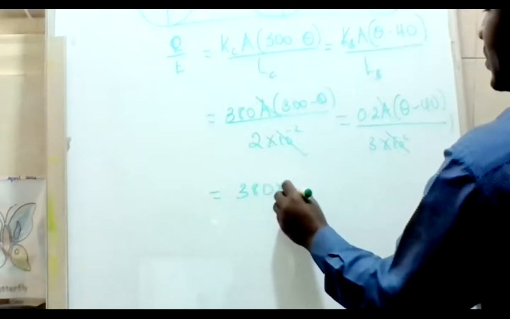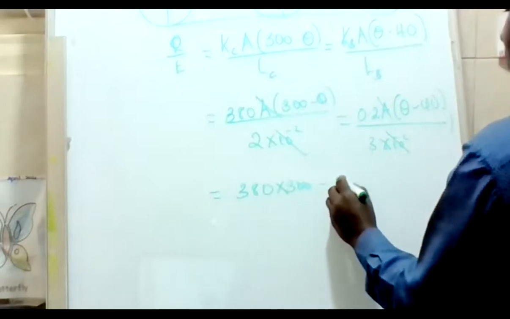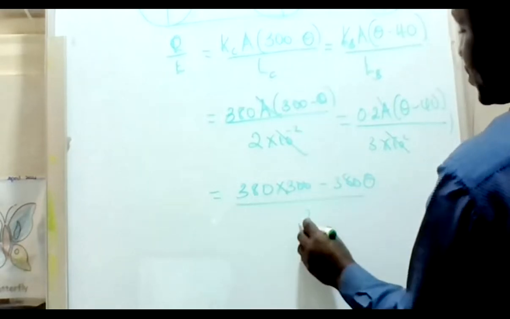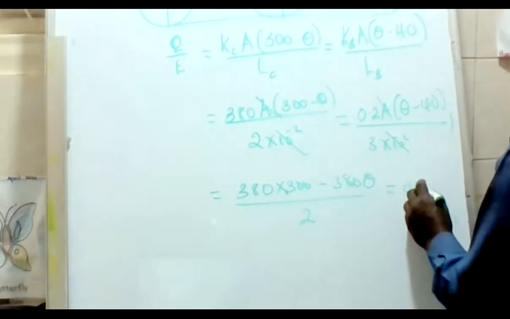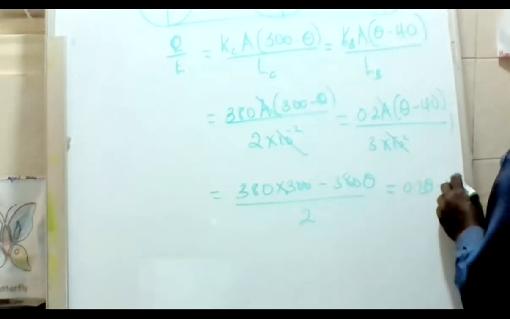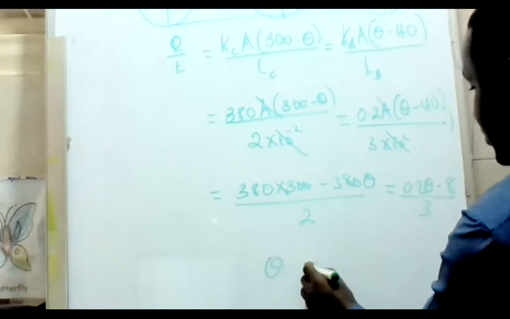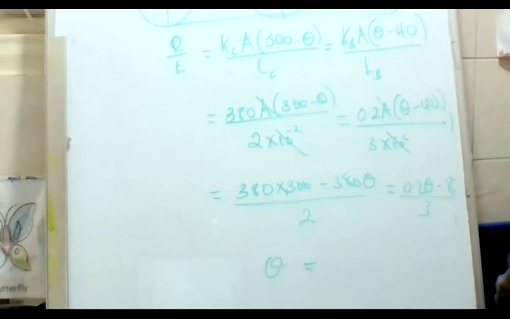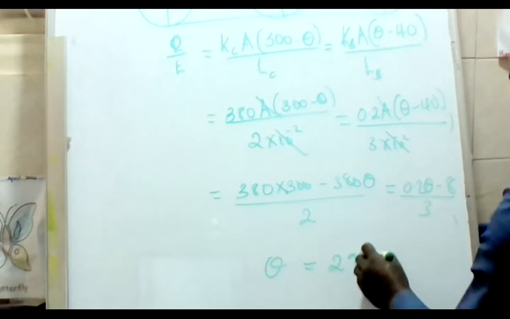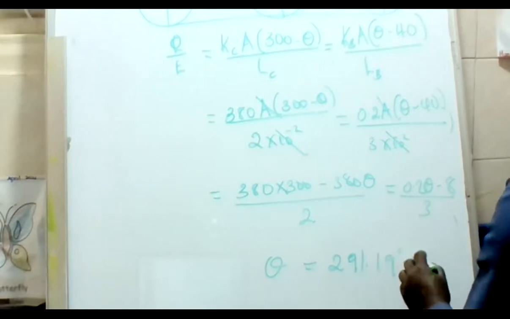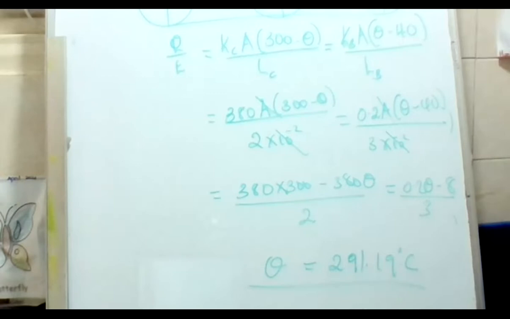380 times 300 minus 380 theta, and then divided by 2, equals 0.2 theta minus 8 divided by 3, then it was multiplied. When we solve for theta, the answer will be around 291.197 degrees Celsius. That is what you're going to find.